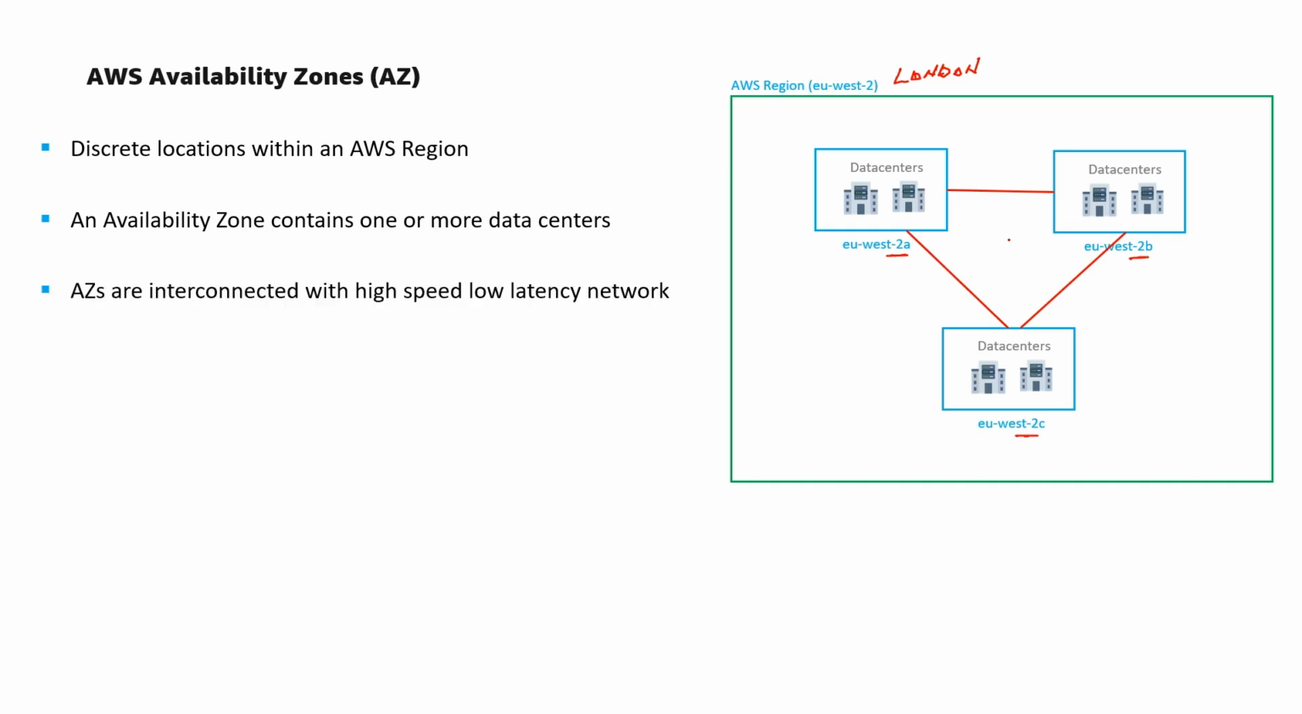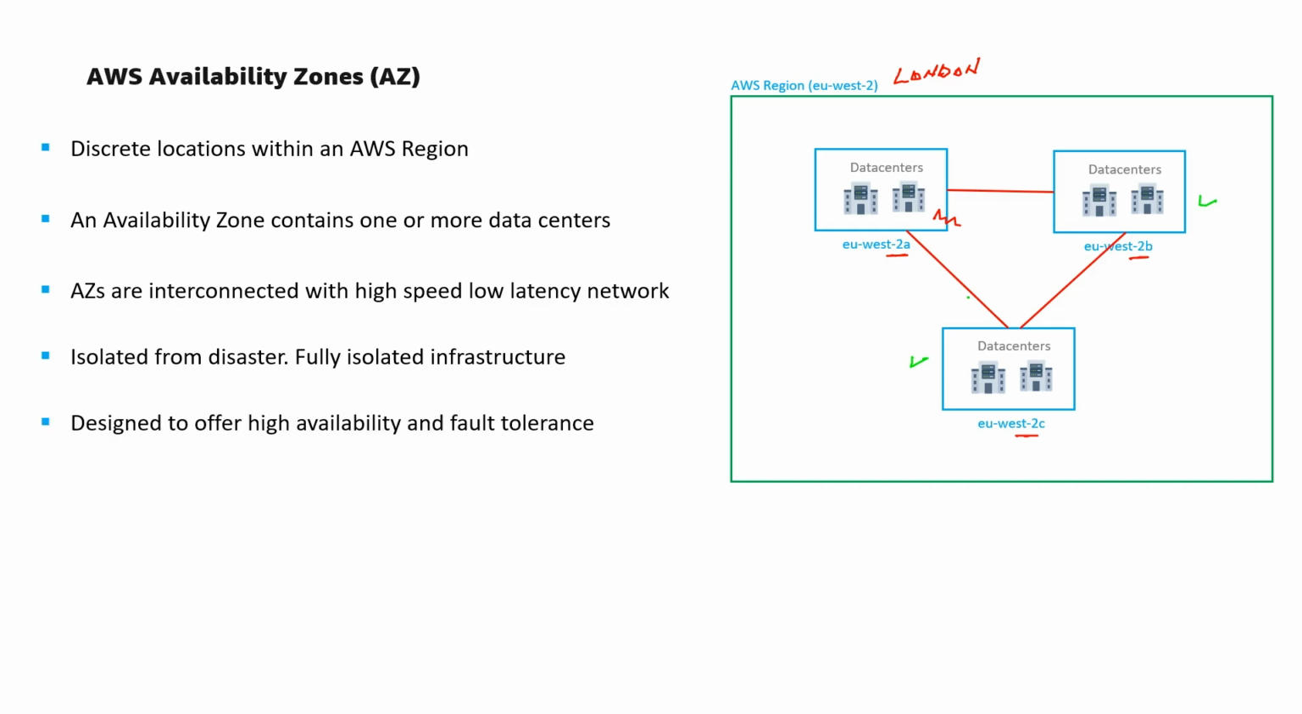Availability zones are interconnected with a high-speed, low-latency network and are isolated from disaster, with fully isolated infrastructure, which means that if a failure occurs in availability zone EU West 2A, although they are connected, it does not affect the other availability zones connected with it, either 2B or 2C. So your application will remain functional if you have deployed it in multiple availability zones. It is designed for high availability and fault tolerance.